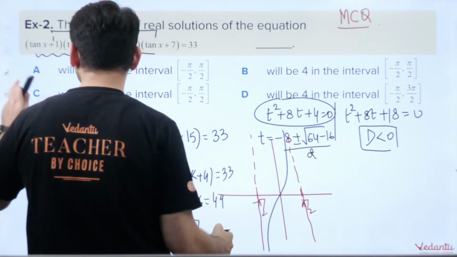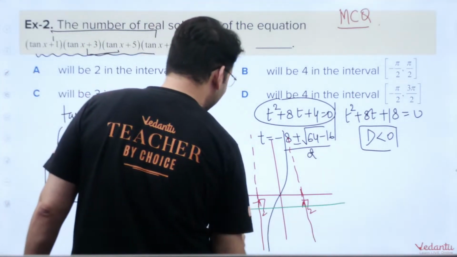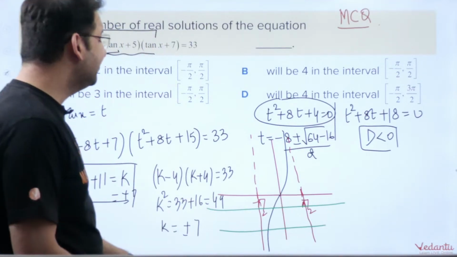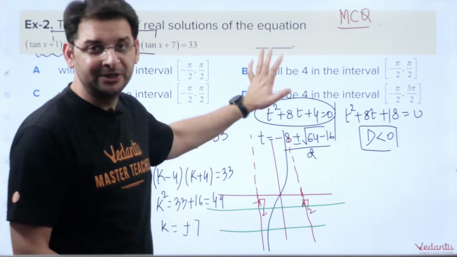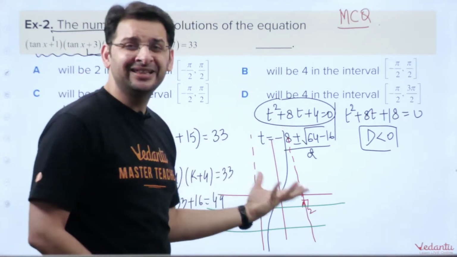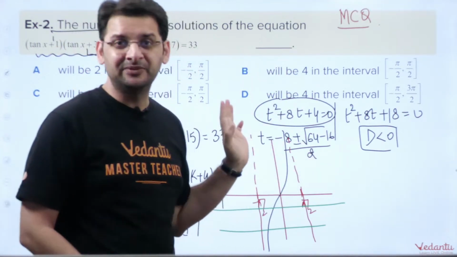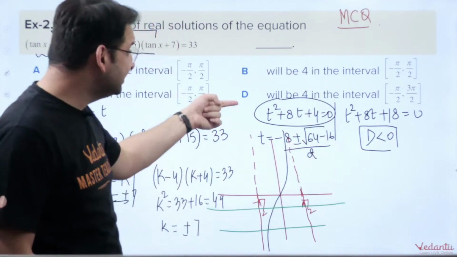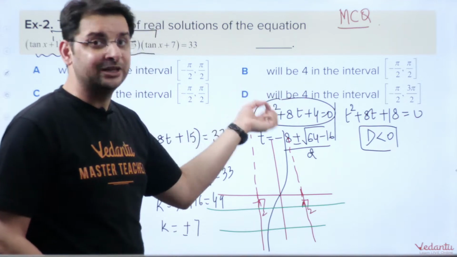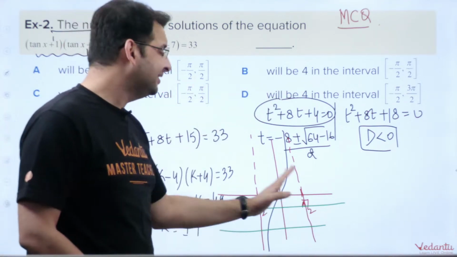So tan x is going to hit these two values. I don't know where they lie, and I don't care, because tan x always lies between minus infinity and plus infinity. I do not care where they lie, but I know that both the values are going to be negative, because since D is positive, the roots are going to be real. But again, if t is positive, this cannot be 0. So t has to be negative only, right?